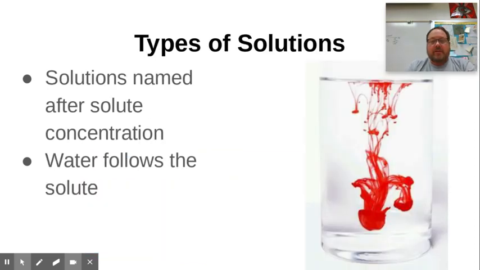All right. Looking at some types of solutions. Two things to remember, and you'll get these right every time. The first thing to remember is that we name solutions based on the solute concentration. So when we talk about things like hypo, hyper, isotonic, we're talking about the solute. And the other big rule, water follows the solute. So wherever solute concentration is greater, there too shall go water. Okay, water goes to where there's a higher solute concentration.